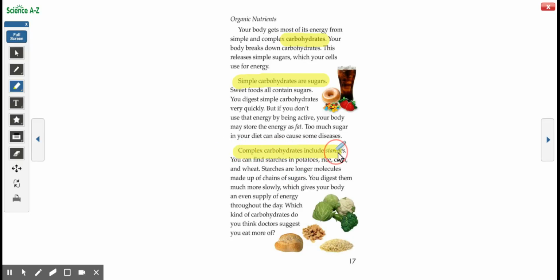More complex carbohydrates are starches. They're bigger, so it takes more time for your body to break them down. So it gives you more even energy rather than giving you spikes of energy.